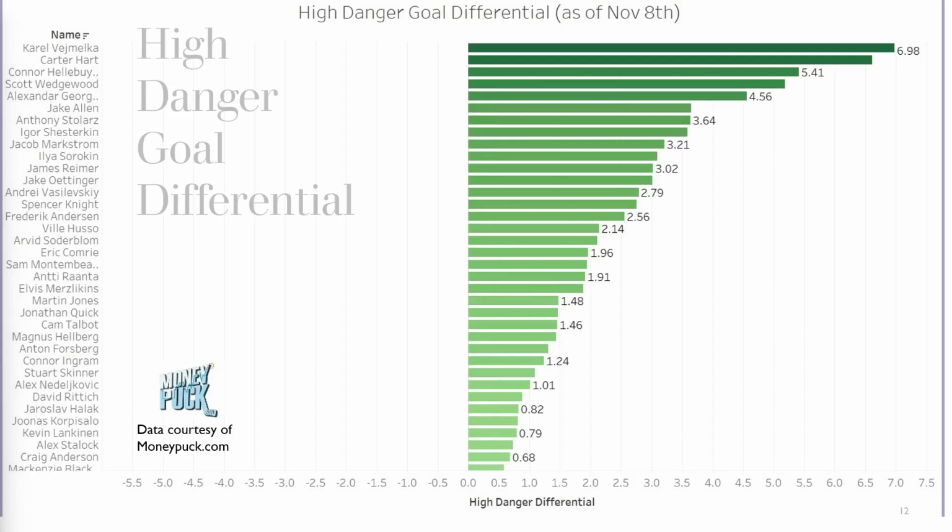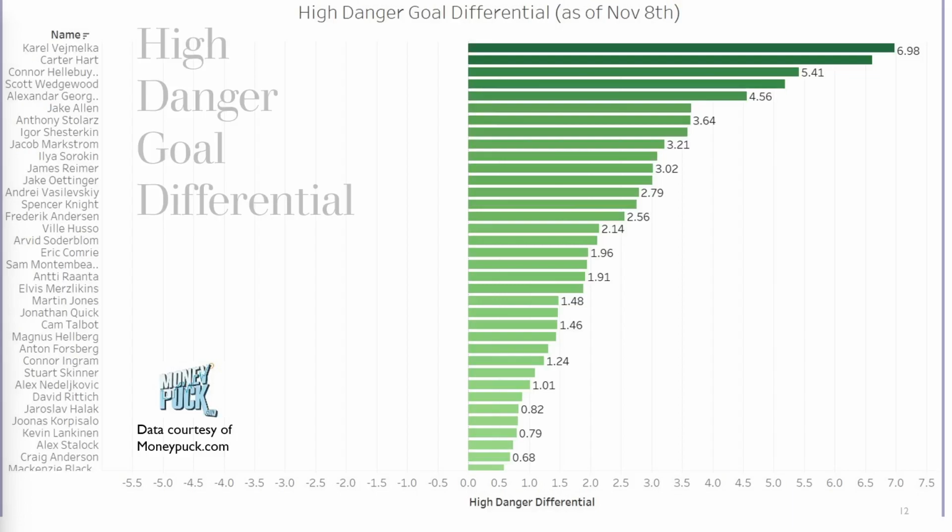Now, we did see Shesterkin on that low danger goals list, but he kind of makes up for it here as he's 8th on the high danger goal differential with 3.09. So that's kind of going to balance it out. And you see Stolarz there. He was on that previous list as well. He's up here as well. So this is kind of maybe a sample size anomaly. Stolarz hasn't played a ton of games. Shesterkin has played a couple of games more than Stolarz at least. So hopefully Shesterkin can get it sorted out, but he's still the 8th best goalie in fantasy right now. So nothing terribly wrong with Shesterkin in terms of fantasy value.